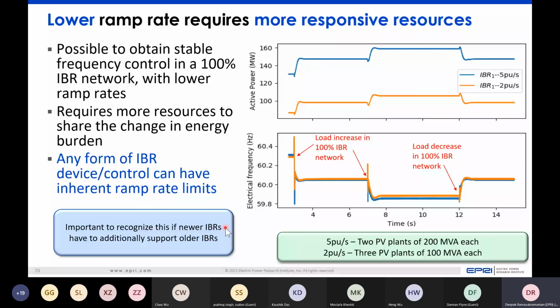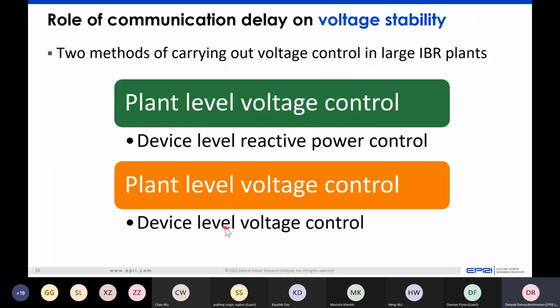The stability of a network can depend upon whether you have plant level voltage control and device level reactive power control, which is what is done in a lot of conventional inverter-based resource plants today, versus plant level voltage control and device level voltage control, wherein you have a hierarchical voltage control in place, and that can help bring about improved stability.